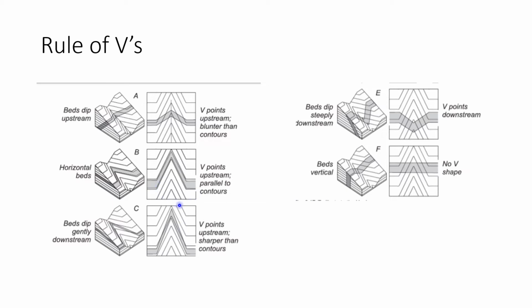All right, well, if the beds are dipping upstream, what's going to happen is the V points upstream, and it's going to be very blunt. And then if it's gently downstream, near horizontal, it's going to follow the contours to a point, make a very sharp V, and it's going to have sharper contacts with the contours.